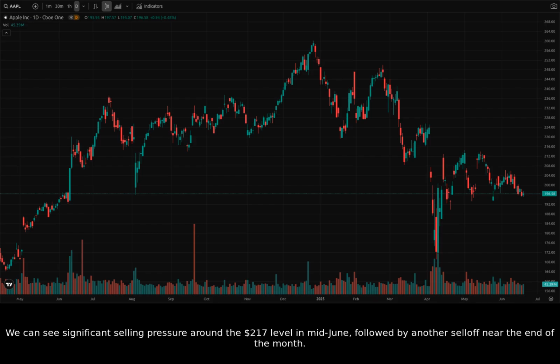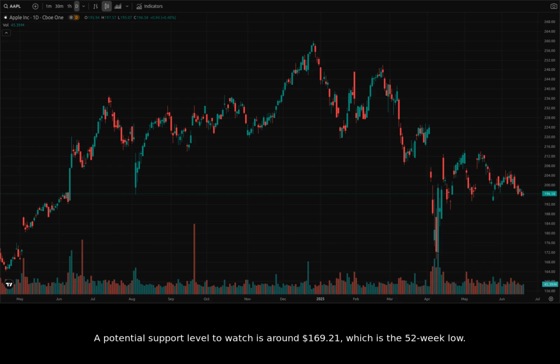We can see significant selling pressure around the $217 level in mid-June, followed by another sell-off near the end of the month. A potential support level to watch is around $169.21, which is the 52-week low. If the price breaks below this level, it could signal further downside.